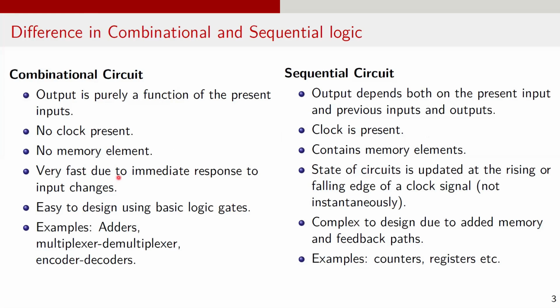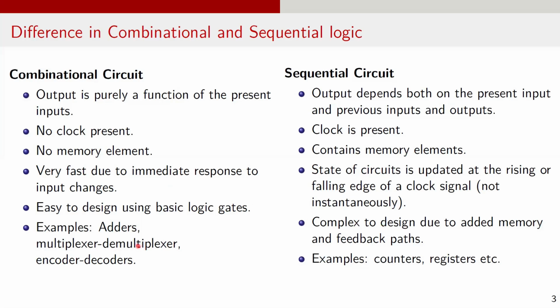Combinational circuits are fast. The output is generated instantaneously when the input values change, with no delay or dependence on any clock signal. While the state of a sequential circuit is typically updated at specific points in time, often at the rising or falling edge of the clock signal. Combinational circuits are easy to design. Sequential circuits have a feedback path where the output is fed back into the input, enabling them to maintain a state over time and make decisions based on the previous states. These circuits are complex to design due to the added memory and feedback path.